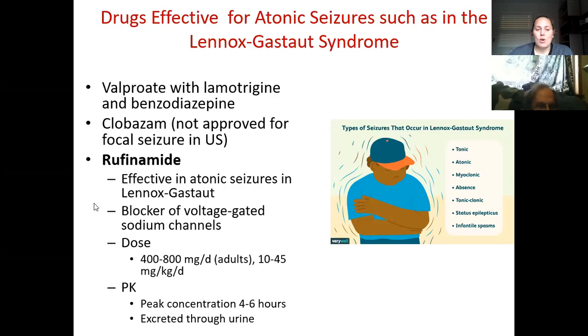So this is a single drug that has its application here. But you can see previously discussed anti-seizure drugs can also be prescribed for this particular atonic type of seizure.